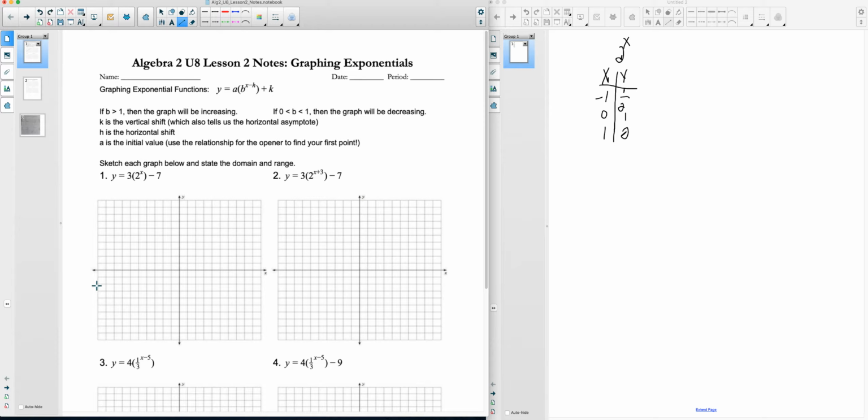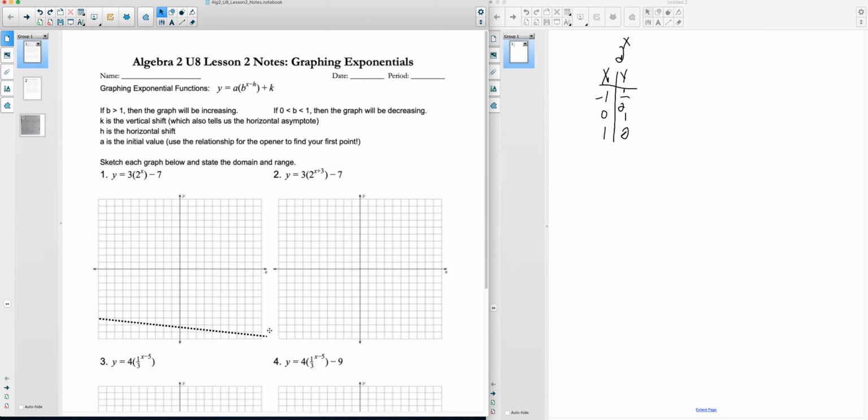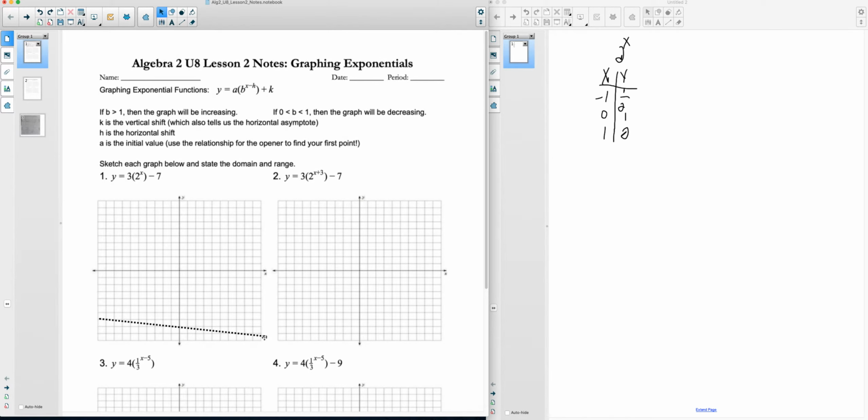So 1, 2, 3, 4, 5, 6. We're going to have our horizontal asymptote at -7. Let me see if it'll just go here. Oh, nope, it did actually stop. Let me see if I can straighten her up here. No, don't want to move that. I want to move this guy.